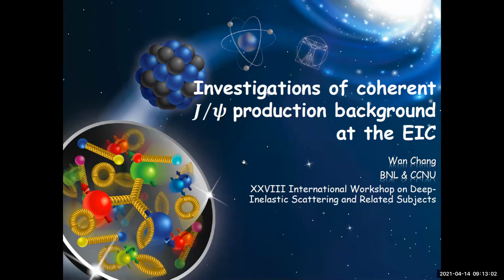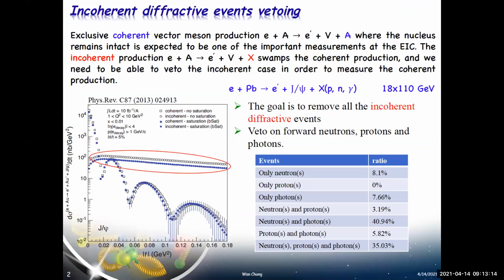Today I'm going to give the presentation about the investigation of the coherent J/psi production background at the EIC. That is to veto the incoherent events. At the EIC, one of the most important measurements is to obtain the gluon density distributions in the heavy nucleus through the measurement of coherent J/psi production. However, the background from the incoherent process could be overwhelming, swamping the coherent production.